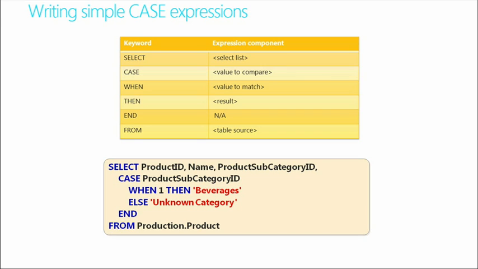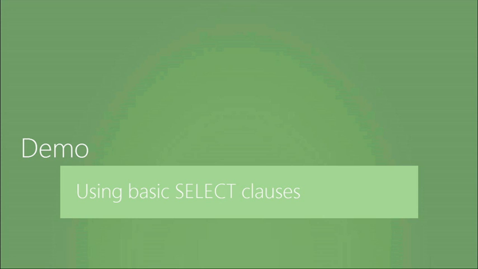So pretty much it's going to go down through, and when it finds that the product subcategory ID is equal to 1, we're going to know that it's beverages. Otherwise, it's going to show it as an unknown category. So when I do a demo, I'll show you this command specifically, so you have a better idea as to what this looks like in action. In fact, let's do that now.